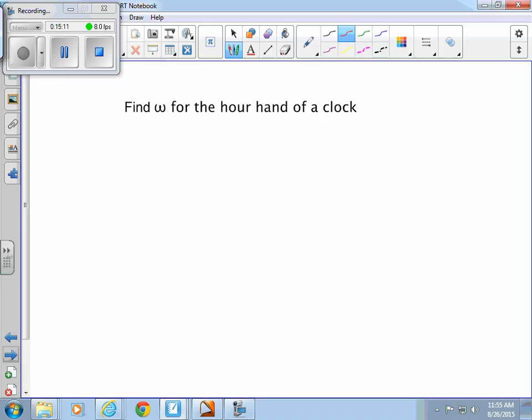So this is kind of like the bell ringer. It just asks the question a little differently. Instead of asking for angular speed, what did it say? Find the speed of the second hand in radians per second. This one says find omega for the hour hand of a clock. Because it doesn't tell us what units to use, there are multiple correct answers. We know it has to be radians, but we could do radians per hour, radians per second, radians per day. Minute or day or whatever, right?